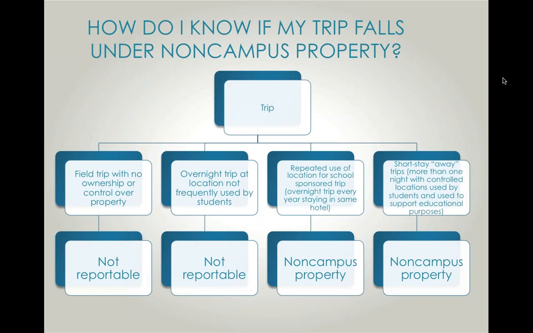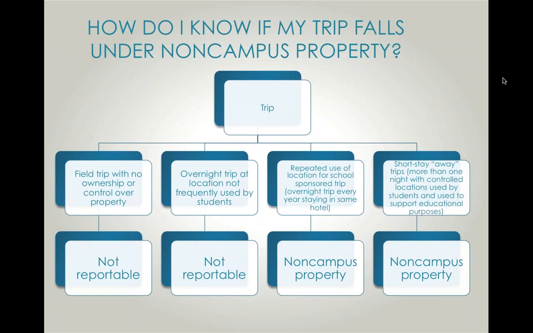So one, there's a property that's owned or controlled by the institution. In this situation, we're primarily talking about controlled, used in direct support of or in relation to the institution's educational purposes, frequently used by students, and not within that same reasonably contiguous geographic area. So the first would be the question of if we have a field trip with no ownership or control over the property. If that's the case, if there's a trip in which, regardless of what the students are doing, the institution is not afforded any control over a specific location, it wouldn't be reportable within your Clery statistics because your Clery statistics are always going to be tied to that geography.